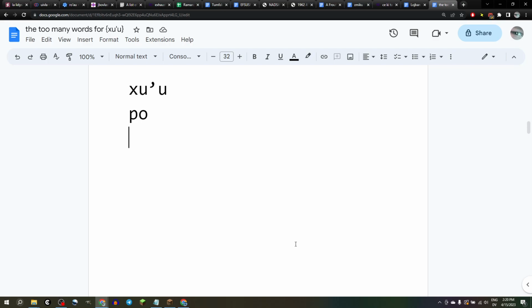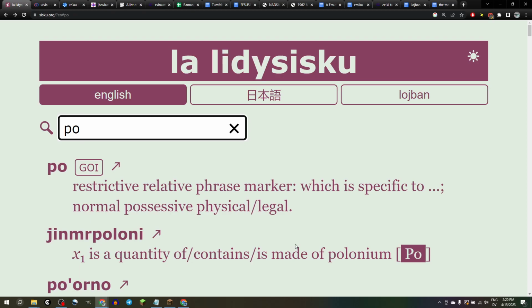But then more recently, some people decided, hey, doesn't po just mean legal possession? I want to use po. I thought that's what po means. It says that in the dictionary. It says that right here in the dictionary. Normal. It says normal.